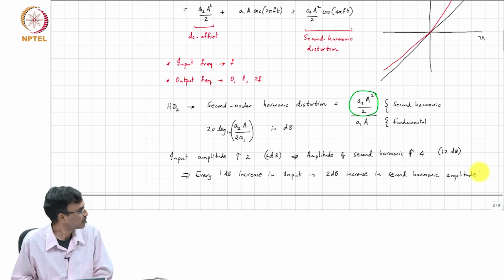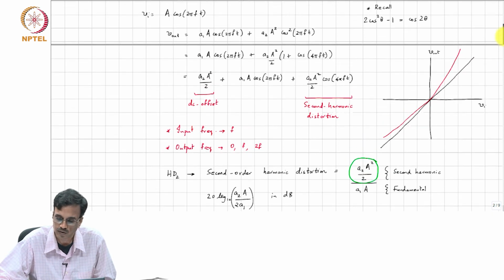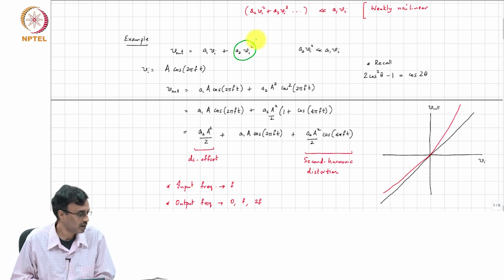And why does it make intuitive sense that the second harmonic strength is proportional to a square? Yeah. So, basically, the distortion terms are coming in because of the V I square, which is V I multiplied with itself. So, if you increase the input amplitude and you multiply it with itself, then you basically get a squared effect.